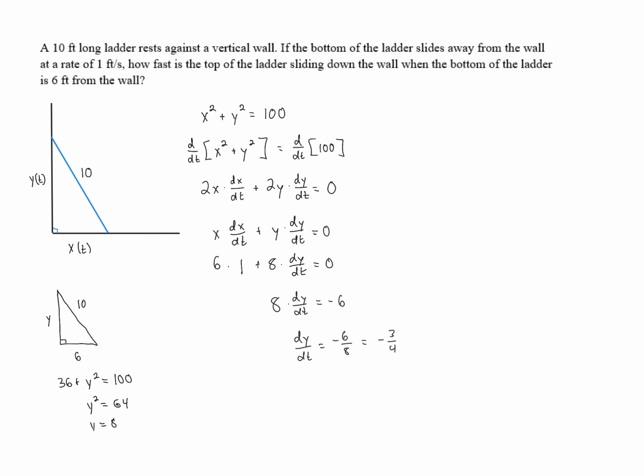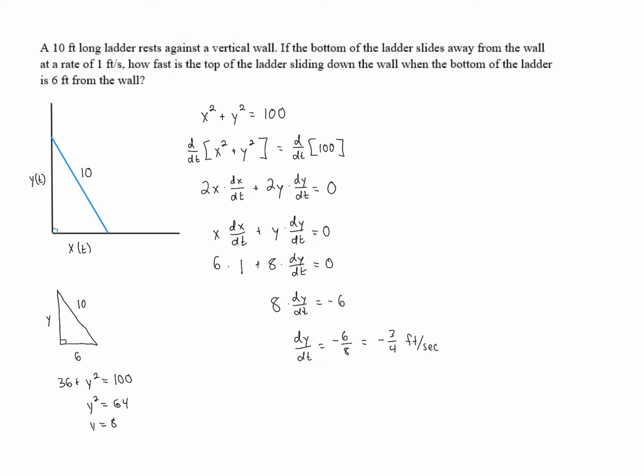And we were asked, how fast is the ladder sliding down the wall when the bottom of the ladder is 6 feet from the wall? Well, this is a speed, and our measurements are feet and seconds. So this is going to be feet per second. And so it is sliding down at a rate of 3/4 feet per second. The height is decreasing. So if we're talking about the rate of change, the rate of change is negative 3/4 feet per second.